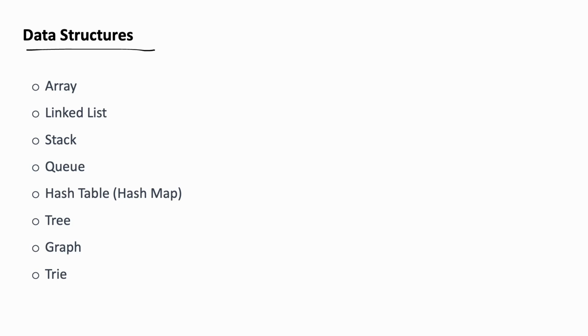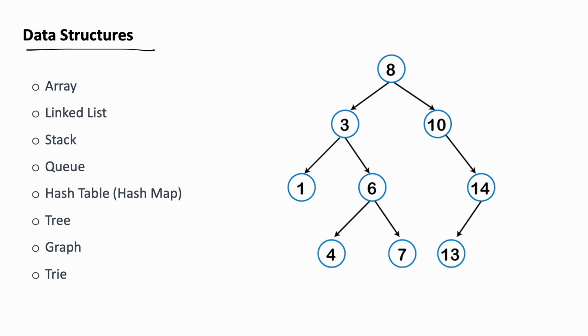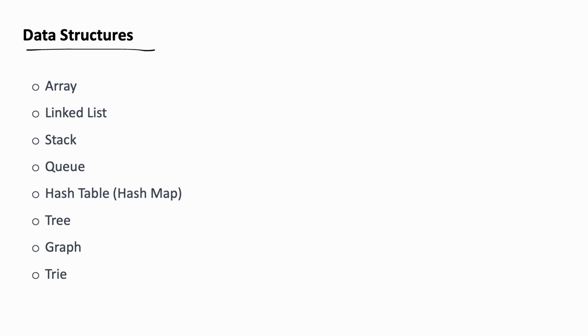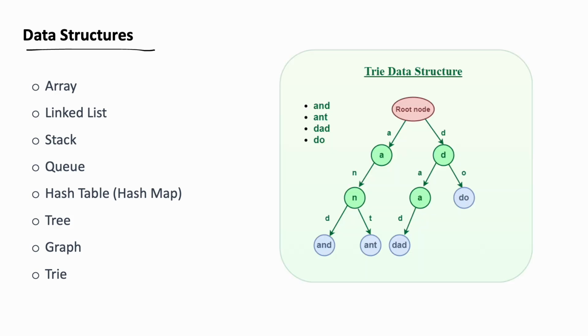And tree: basically we have a parent and children, each parent can have sub-children, and then the children can have grandchildren, and we have the leaf nodes here. Graph: basically we have different nodes with connections between them, and different edges and directions to navigate through the graph. And trie, we have already seen, is mainly used for prefix searching.